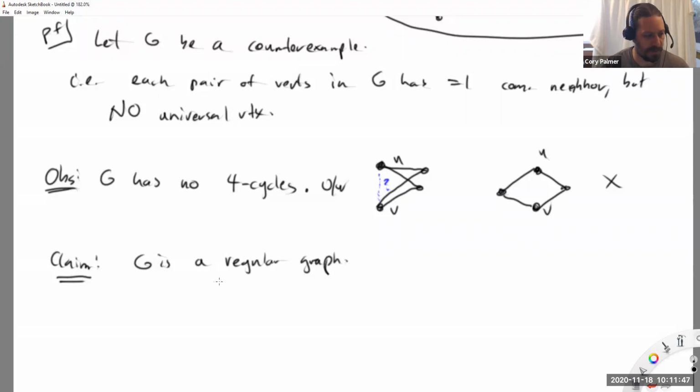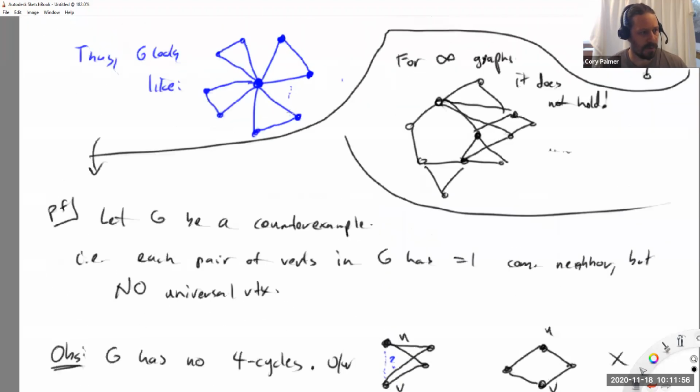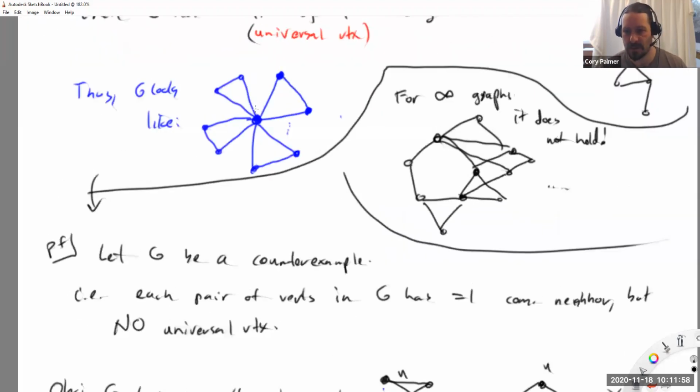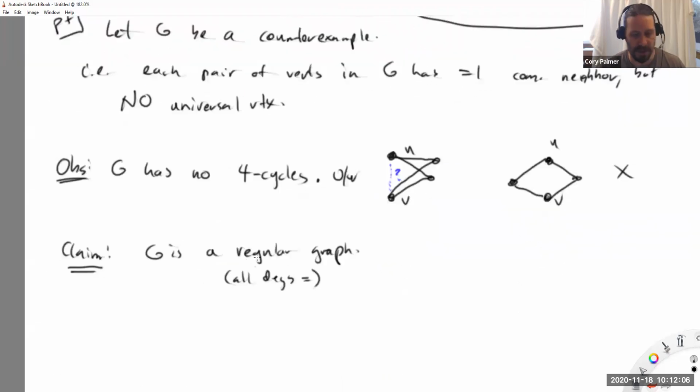So all degrees are equal in a regular graph. Okay, remember, what we're trying to prove is not regular, but that's not an issue because G is a counterexample, right? We're working with a graph that doesn't satisfy this property, and we're going to argue somehow that it's regular, and that's not a contradiction yet at all. That's just this counterexample to the theorem is regular.